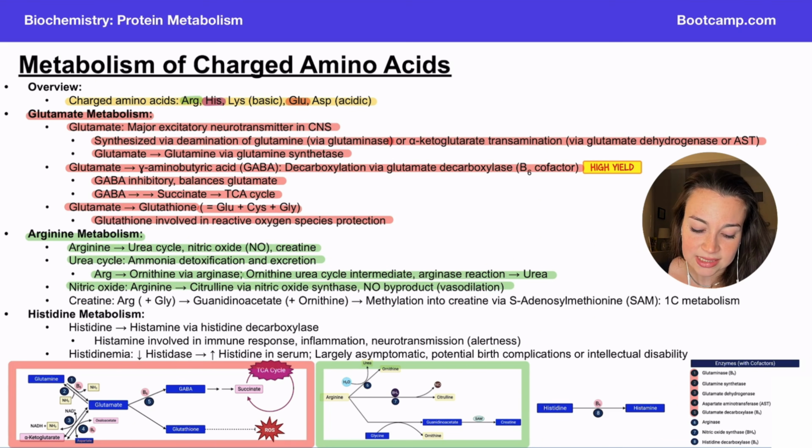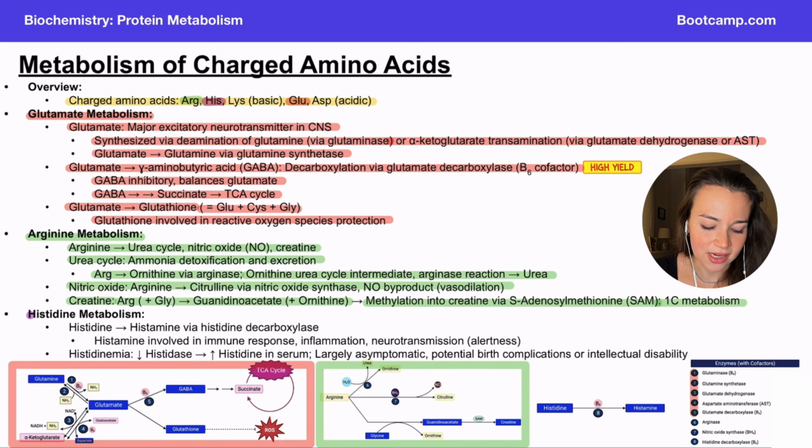The next thing we could do with arginine is we could have it react via nitric oxide synthase to turn into citrulline and create nitric oxide as a byproduct, nitric oxide being an important vasodilator in the body. Then finally, we could use arginine to make creatine. Arginine and glycine would combine to turn into guanidinoacetate, as well as ornithine. And then that guanidinoacetate could be methylated into creatine via S-adenosylmethionine, which was an old friend of ours from the 1-carbon metabolism chapter.